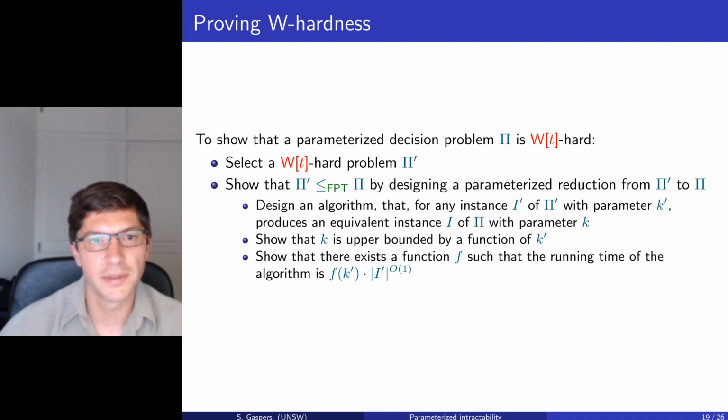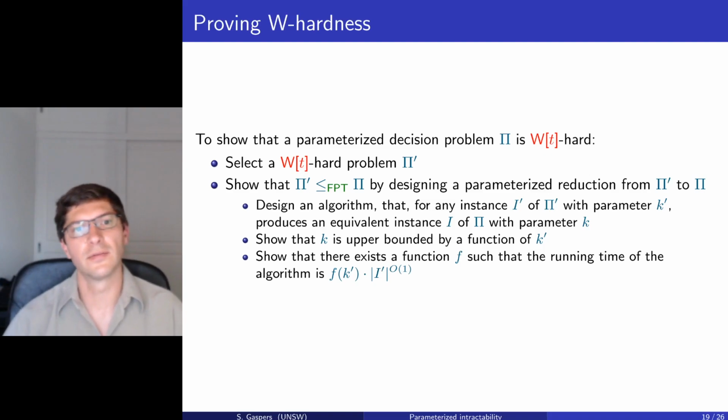And so this FPT, this parameterized reduction, works of course by designing an algorithm that for any instance for pi prime produces an equivalent instance of pi, and then the parameter of the resulting problem must be upper bounded by a function of k prime. And we also need to show that this reduction can be done in FPT time. And I mentioned already that usually we are able to come up with polynomial time reductions that do this.